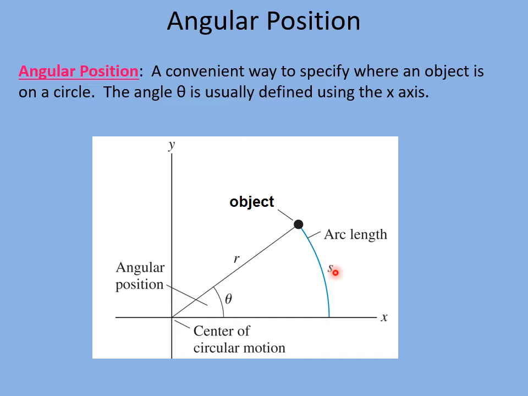What we're mainly concerned with here is the angular position. So we measure an object's position on the circle by its angle theta. And notice we're measuring it with respect to the x-axis here. In this picture, it looks like our object has an angular position of something like 45 degrees.